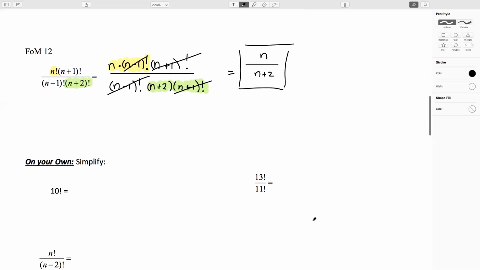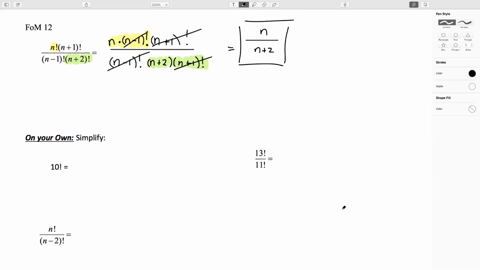On your own, same sort of thing. 10 factorial is going to be 10 times 9 times 8 times 7 times 6 times 5 times 4 times 3 times 2 times 1. That's going to equal a large number, 3,628,800.